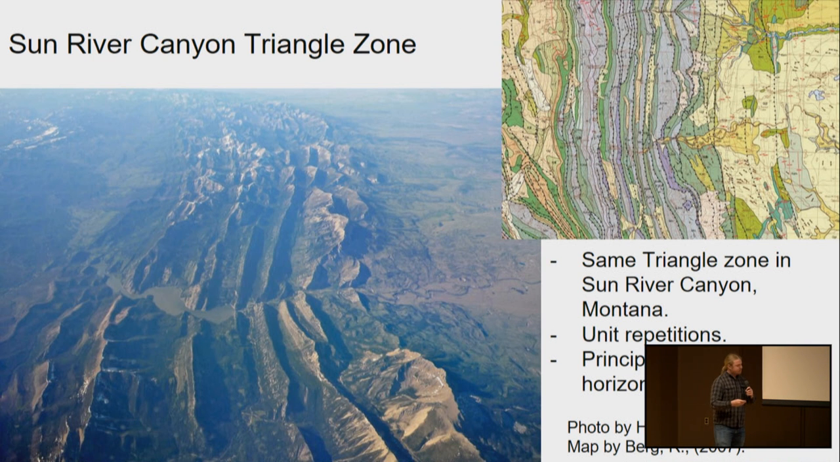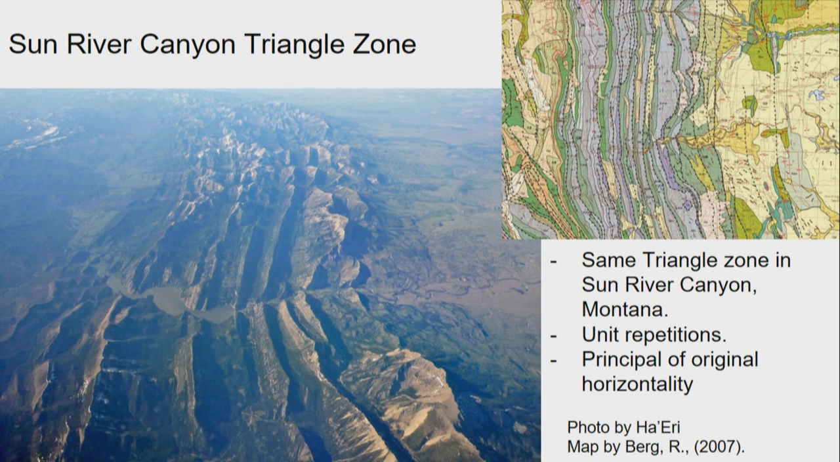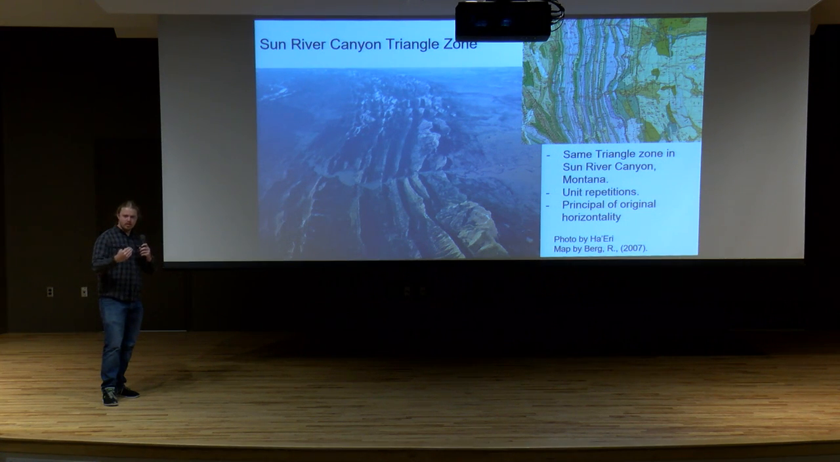So here's a real life example of one of these triangle zones. This is the same triangle zone feature that we're trying to find near Kanarraville. This is up in Montana in the Sun River Canyon. And so clearly these things are quite massive structures. It extends all the way from Utah to Montana and beyond that.